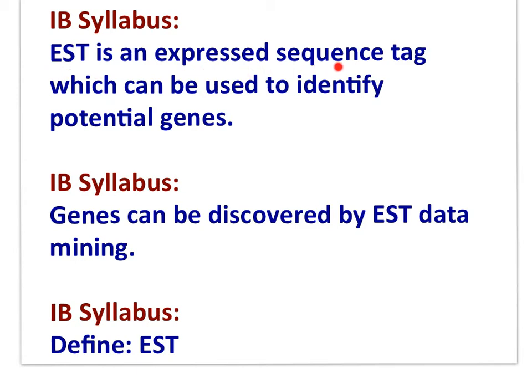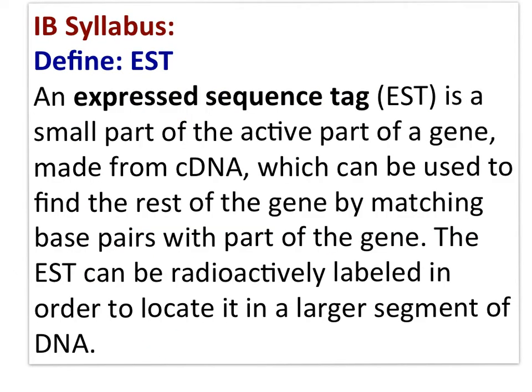EST is an expressed sequence tag which can be used to identify potential genes. Genes can be discovered by EST data mining. And to ground our understanding, let's define EST. An expressed sequence tag, an EST, is a small part of an active gene made from a copy DNA which can be used to find the rest of the gene by matching base pairs with part of the gene. The EST can be radioactively labeled in order to locate it in a larger segment of DNA.